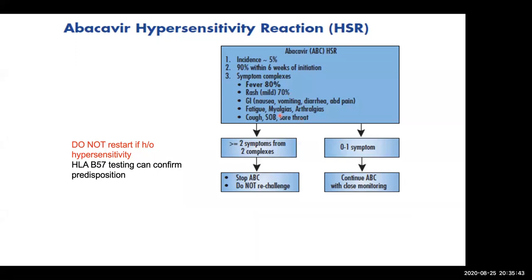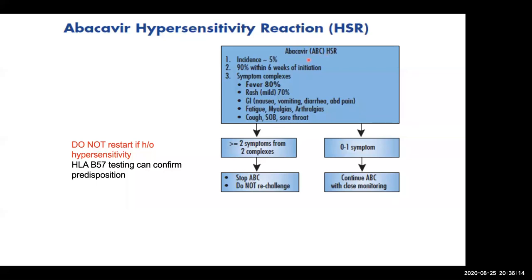And now you can see here, it says if a patient presents with any two of these complexes, so fever and rash, rash and body pains, or cough, shortness of breath with fever, you'll even think it's COVID-19, eh? Yeah, you see. So you'll see that with HIV positive patients, don't just think COVID all the time. Also look at their drugs, especially if their COVID test comes back negative and they were started on abacavir in the last 6 weeks, you must consider abacavir hypersensitivity.